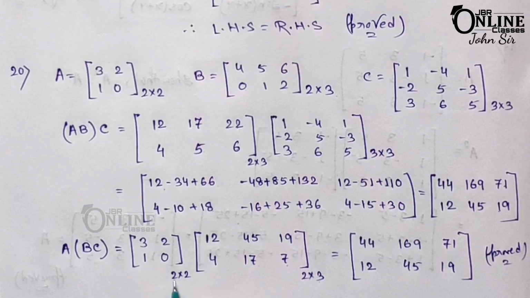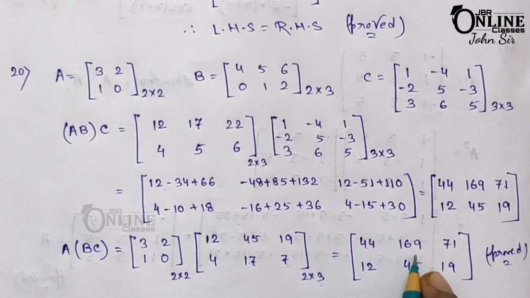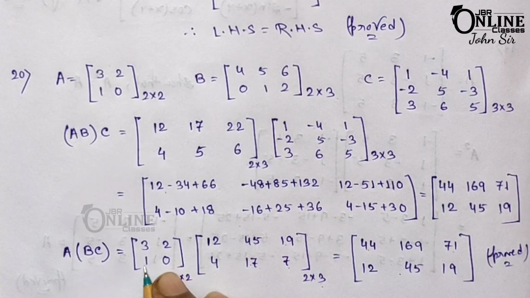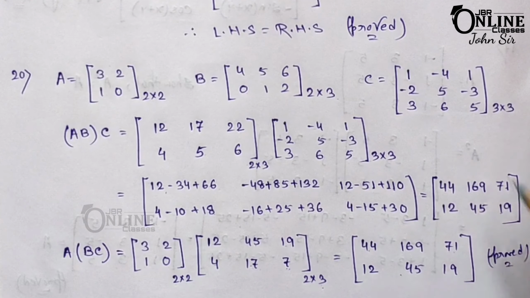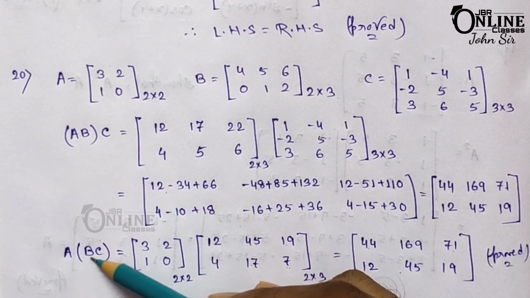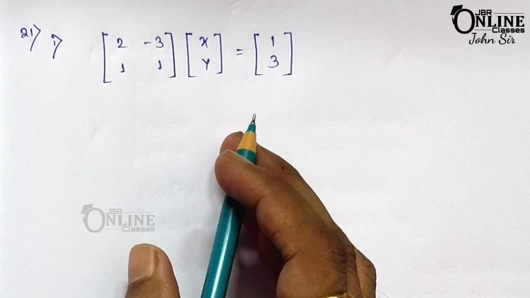So now multiply this one. 12 into 3, then 4 into 2, 44. 45 into 3 plus 17 into 2, that equals 169. 19 into 3 plus 7 into 2, that equals 71. 12 into 1, 4 into 0, 12. 45 into 1, 17 into 0, 45. 19 into 1, 7 into 0, 19. So the upper one is equal to the lower one. Okay, so that means this one is equal to this one. So it's proved.